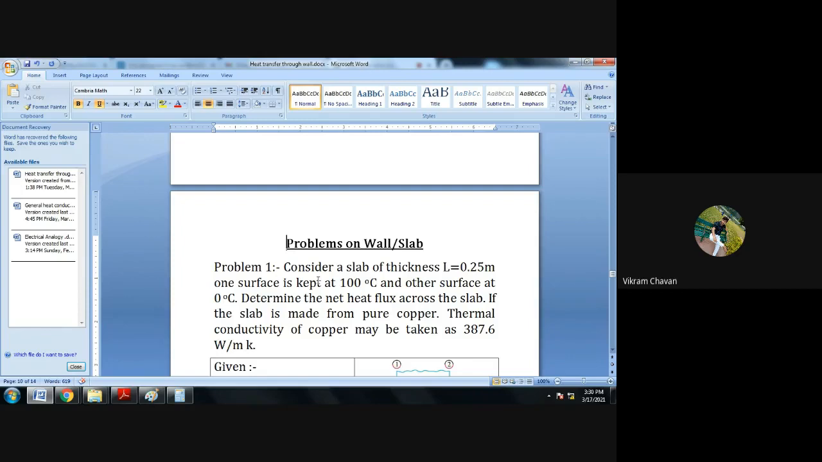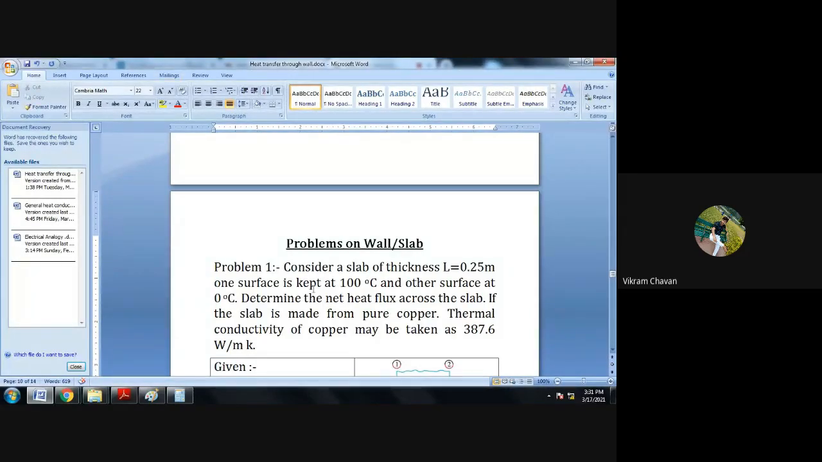So please let me know whether this problem is of plain wall or composite wall. You can comment in the chat box. Plain wall, right? So this problem is related to the plain wall only, because only one slab is provided and only one slab thickness is provided. So we have to solve this problem by using the plain wall concept.